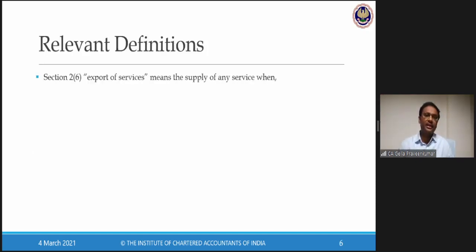Next, export of services. Now, this was one important definition from service tax law, and from your GST law, also an important question. Now, there's one question from Venkat. Let me take up that before we go further.